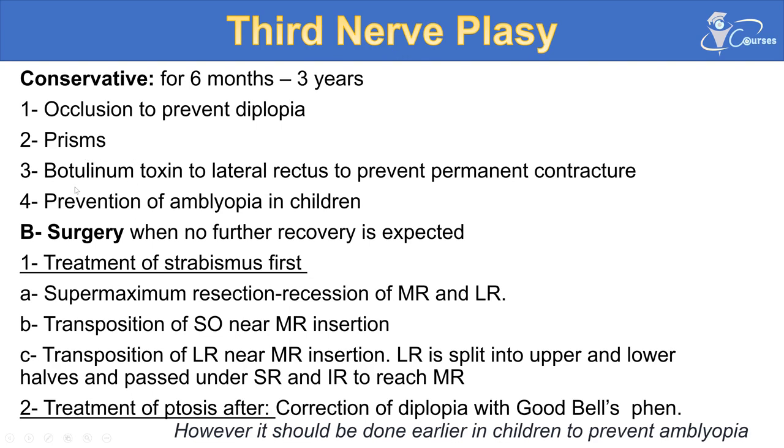We can start botulinum toxin injection to the lateral rectus to prevent the permanent contracture and prevent amblyopia in children. So after this, if no improvement is expected, we can do the surgery. What is the surgery that we can do for those patients? We are doing the maximum resection and recession of medial rectus and lateral rectus.